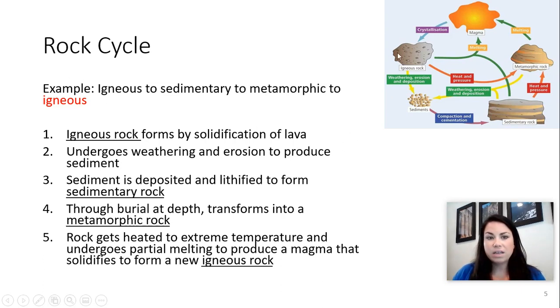We have an igneous rock that's formed through the solidification of lava, undergoes weathering, erosion, deposition. Then that turns into a sedimentary rock through compaction and cementation. Through heat, pressure, and burial, it turns into a metamorphic rock. And as the rock gets heated to extreme temperatures and pressures and undergoes partial melting, then it can be formed back into magma and then back into an igneous rock.